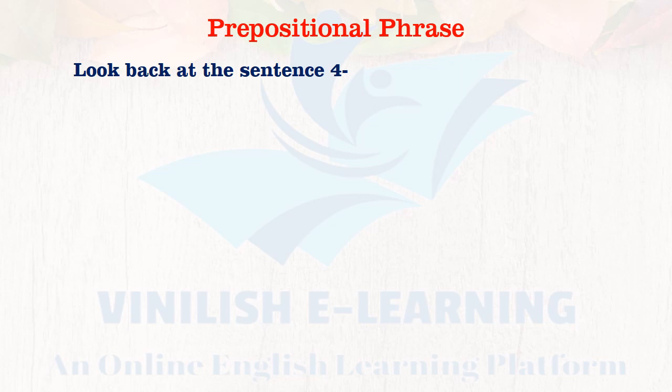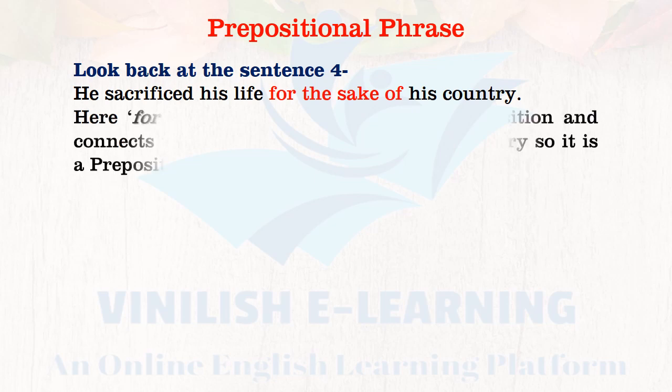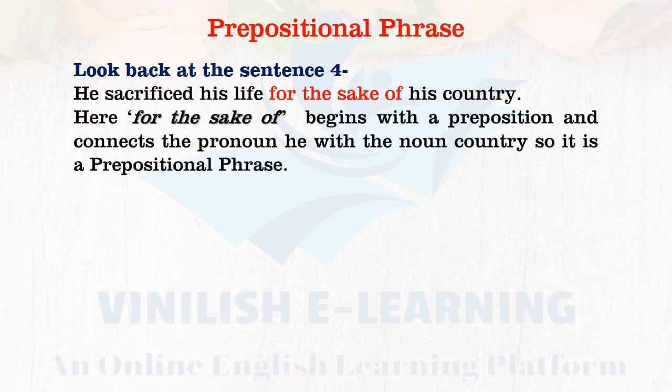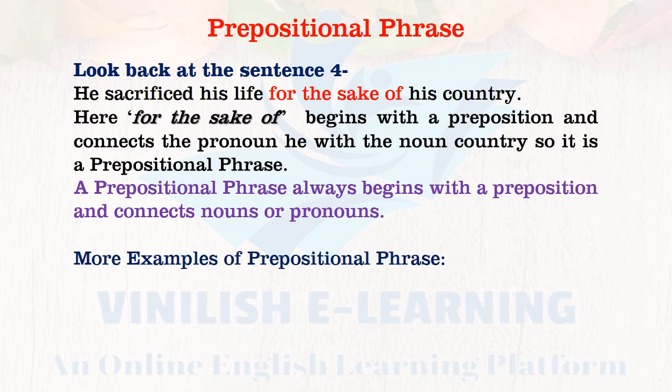Prepositional phrase. Look back at sentence 4. He sacrificed his life for the sake of his country. Here, for the sake of begins with the preposition and connects the pronoun he with the noun country, so it is a prepositional phrase. A prepositional phrase always begins with the preposition and connects nouns or pronouns.